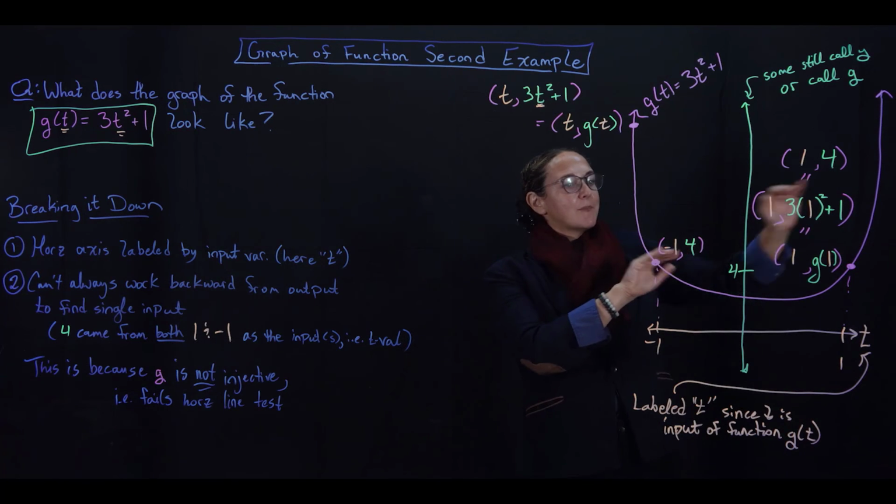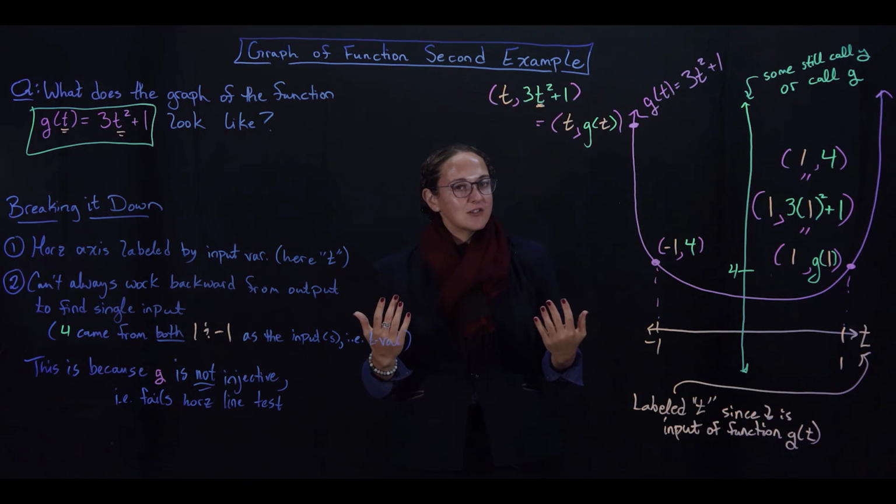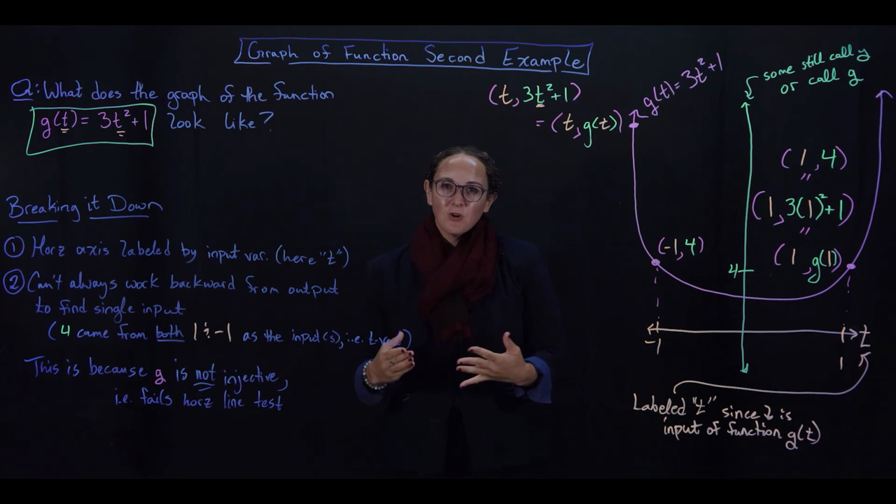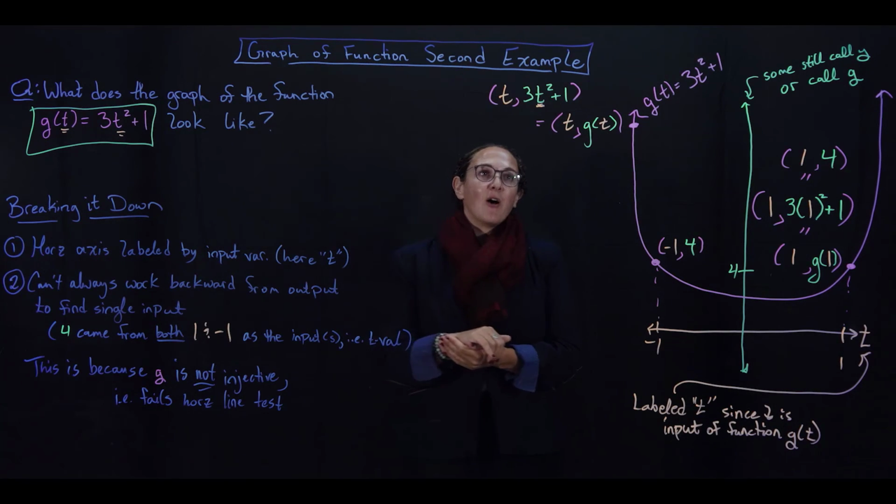It's okay that they both had output 4. It just means you're not an injective function. You have more than one input value that gives you the same output value.